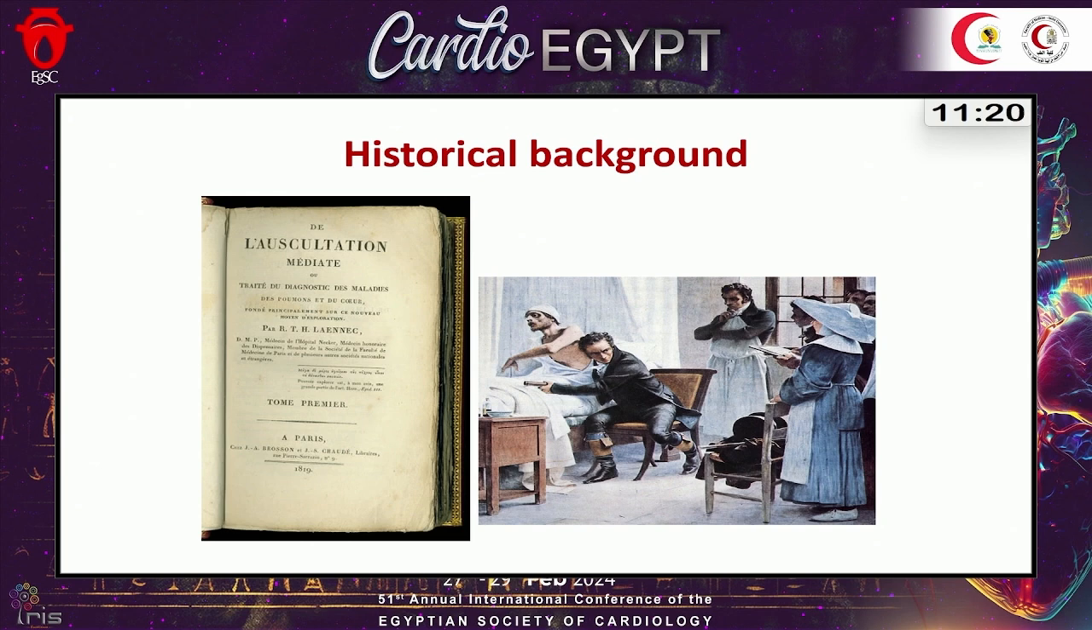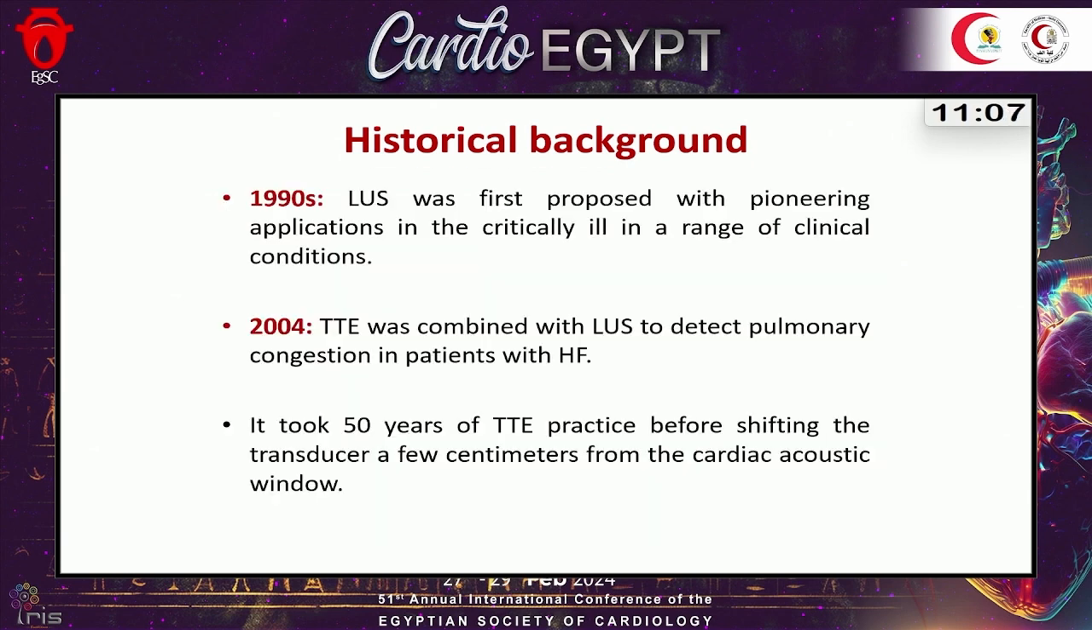Historical background, quickly: since 1819, the French physician Laennec introduced auscultation of the chest as part of the cardiac examination. In the 90s, lung ultrasound was first proposed, with pioneering application in the critically ill patient, and in 2004, transthoracic echo was combined with lung ultrasound to detect pulmonary congestion in patients with heart failure.